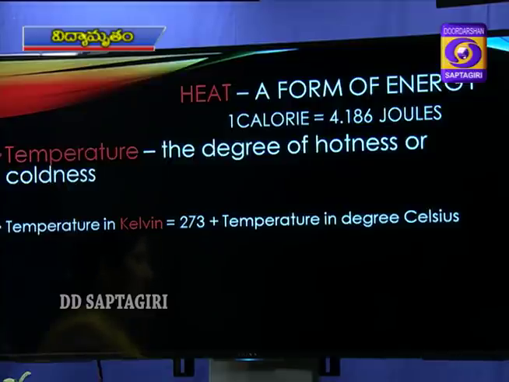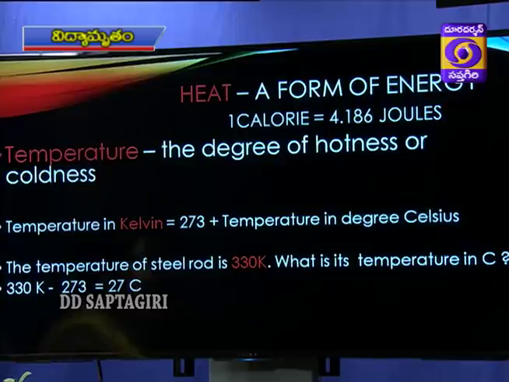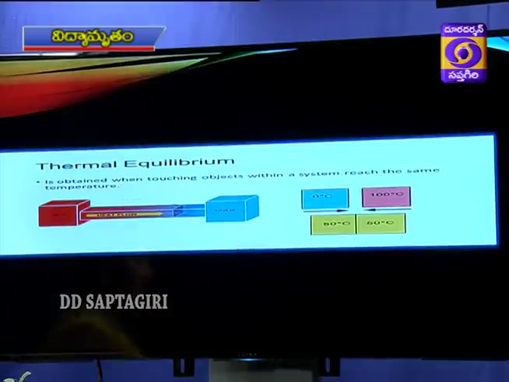In the examination they will ask you to convert the Kelvin into degree Celsius or degree Celsius into Kelvin. Let us take an example. If the temperature of the steel rod is 330 Kelvin, what is its temperature in degree centigrade? That means we have to subtract 330 minus 273, we shall get 27 degrees centigrade.